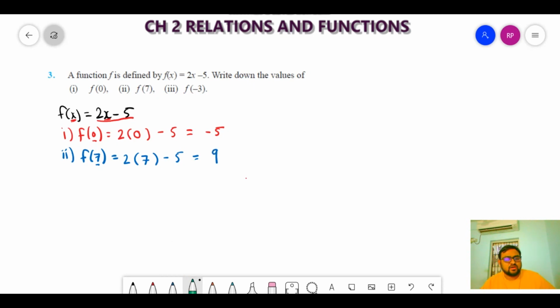Now the third one, f(-3). So instead of x I will use a bracket in 2x minus 5. Here it is minus 3, so I will put minus 3. 2 into minus 3 is minus 6, minus 5, it will be equal to minus 11. Clear? So this was about question number 3. Note it down.